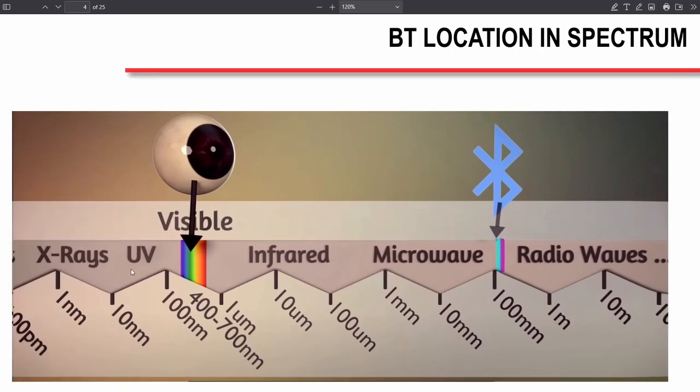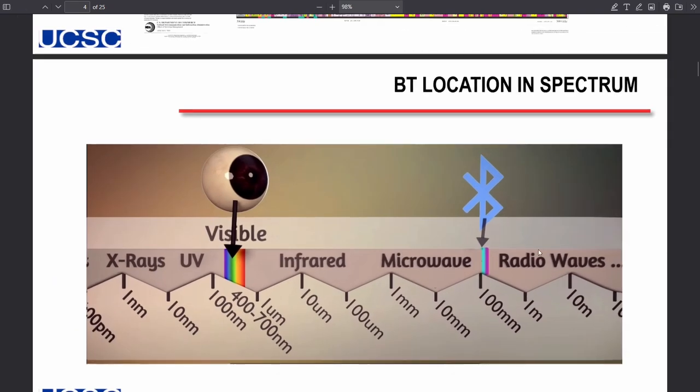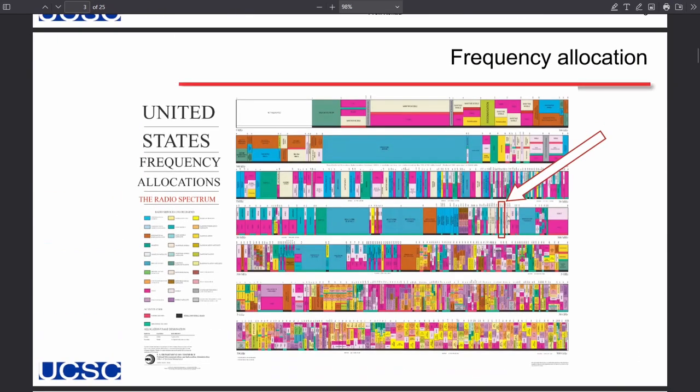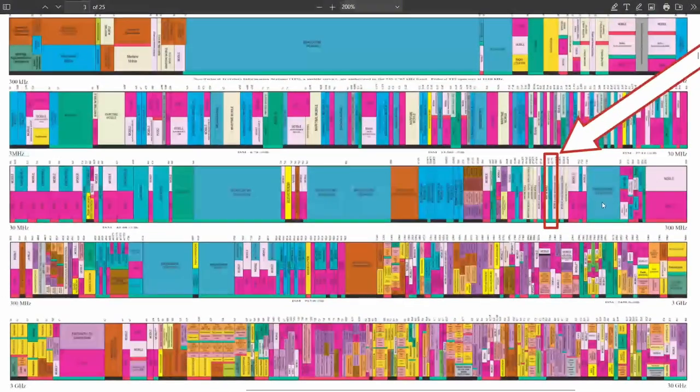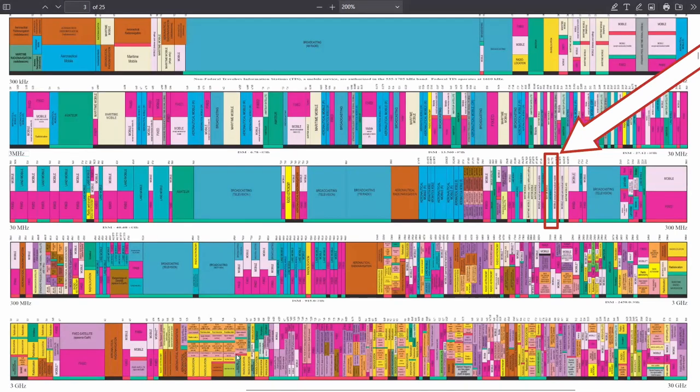Let me rephrase that question. There are different benefits of different frequencies when sending out data. In this graph, we can see that the 2.4 gigahertz range is right around here, but we can actually send out data at a higher speed, like a signal out over here.